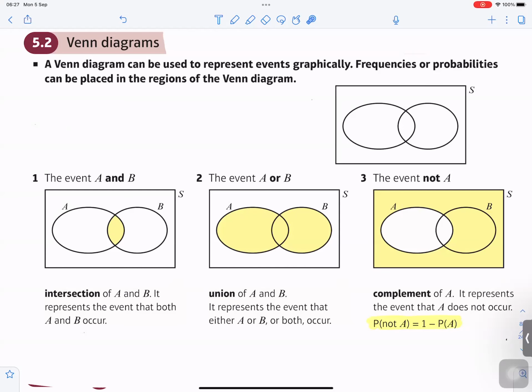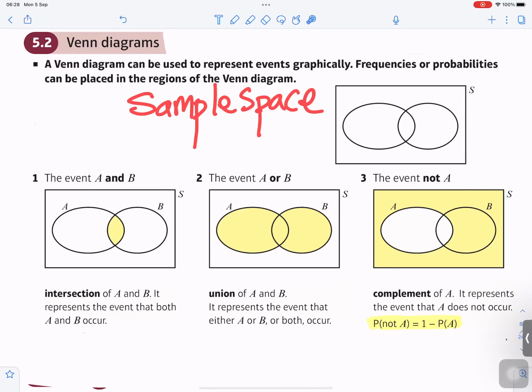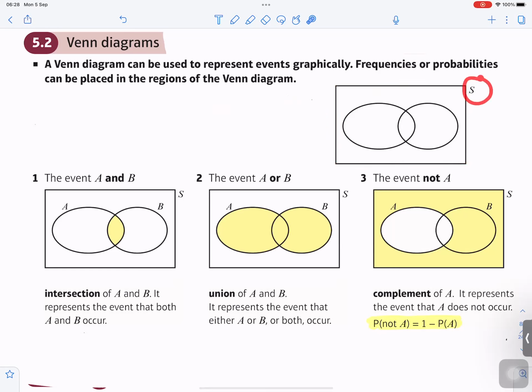Venn diagrams. A Venn diagram can be used to represent events graphically. Frequencies or probabilities can be placed in the regions of the Venn diagram. The rectangle, which I've highlighted in red, represents the sample space. And that's why you have the S at the top right there.